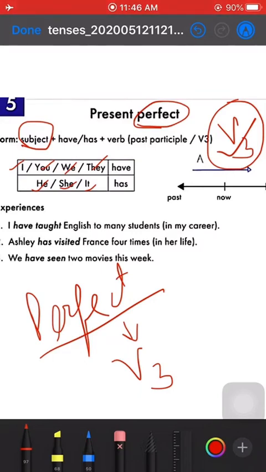So we say "have" if the subject is I, we, you, they, and "has" if the subject is he, she or it. For example, I have taught English to many students. Ashley has visited France 4 times. We have seen 2 movies this week. The present perfect tense has 2 main uses. The sentence shows the first use: to talk about her experience.